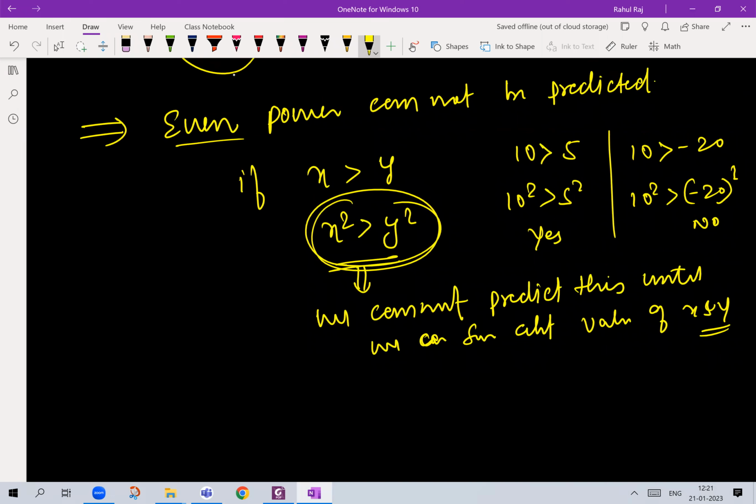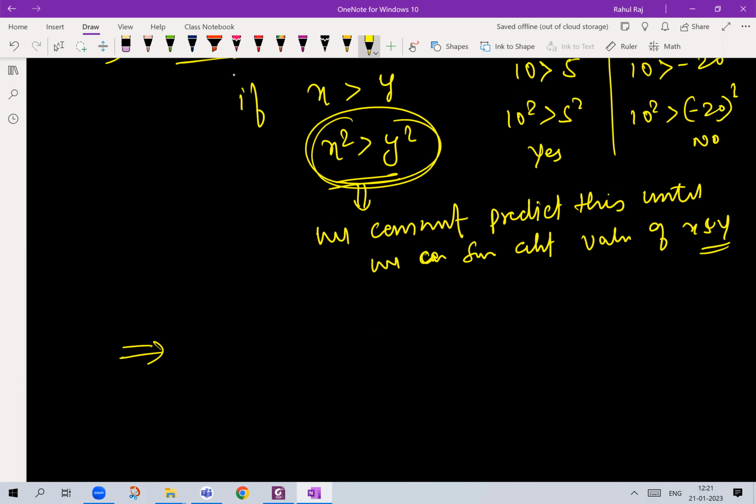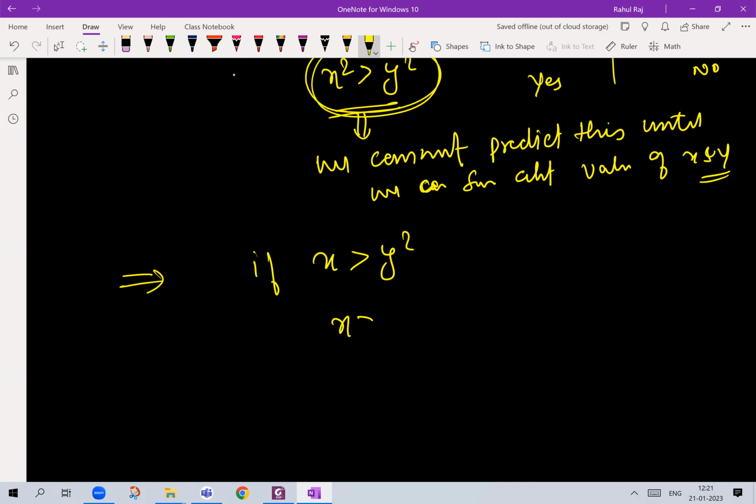Now, saying that even powers cannot be predicted is a very harsh statement, so it should be followed with every particular even power. Imagine if I say, if x is greater than y square, can you actually say x is greater than y? x could be greater than y or x could be less than y as well. There are cases where x is less than y, and x is still greater than y square.